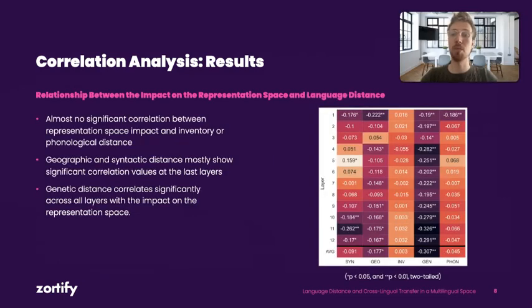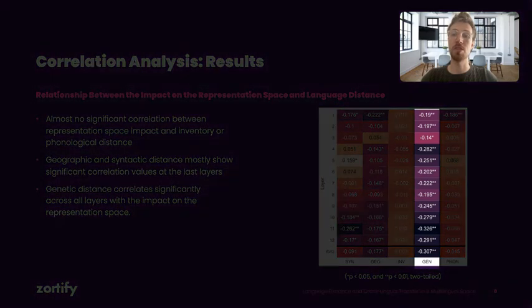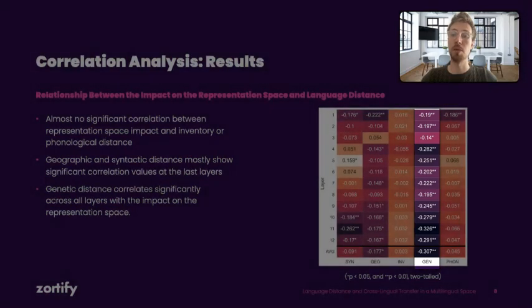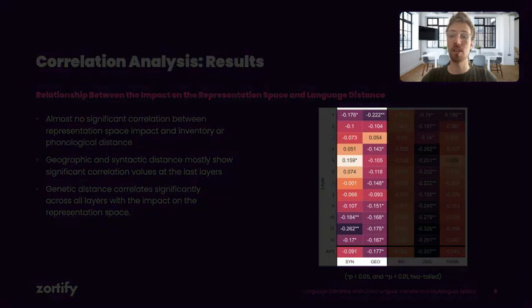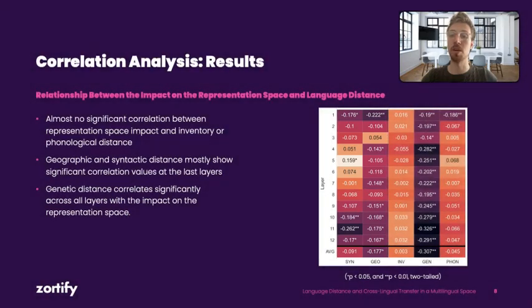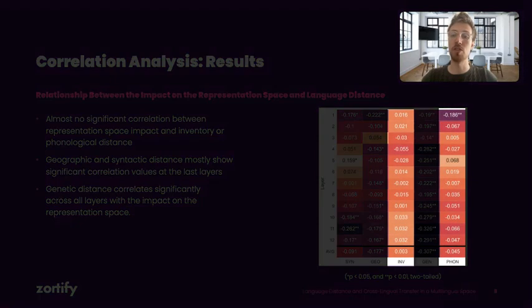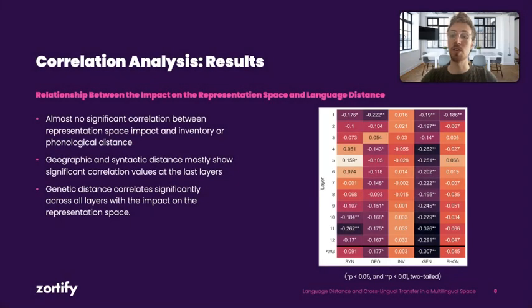And then, lastly and probably most interestingly, we did observe some correlations between the impact on the representation space and language distance. These correlations have not been the same for all language distance metrics, as we could for example see a strong correlation for genetic distance, but only moderate correlations for the geographic and syntactic distance, which tend to be more significant in the deeper layers of the model. For inventory and phonological distance, almost no correlation was observed across all layers. However, a general observation is that, at least for some of the language distance metrics, the more linguistically similar source and target language are, the bigger the impact on the target language's representation space is.